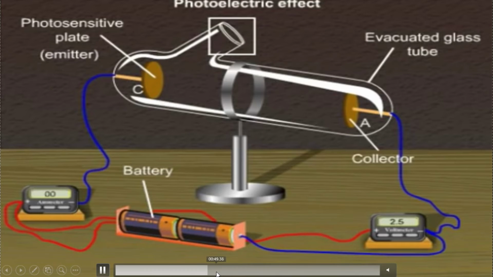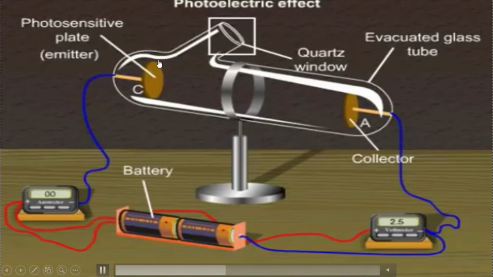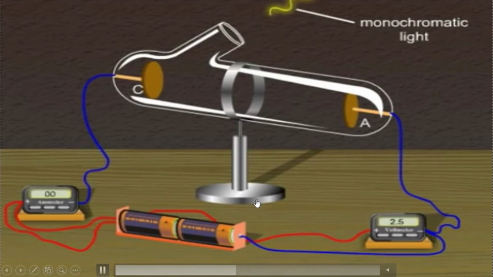So here is the quartz window through which light will enter and strike the photosensitive plate. Here we can see the light. Now as the light strikes the photosensitive plate, electrons are emitted from it and constitute a current. Here we can see photons striking and electrons ejecting. Here the value of current is 0.8 ampere.